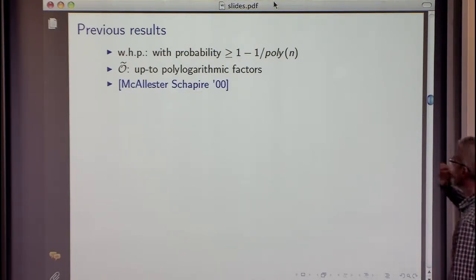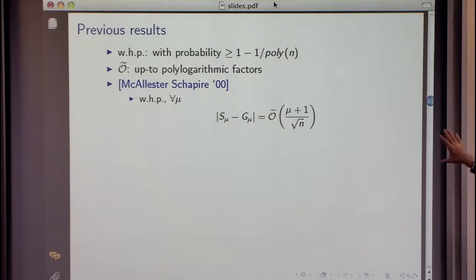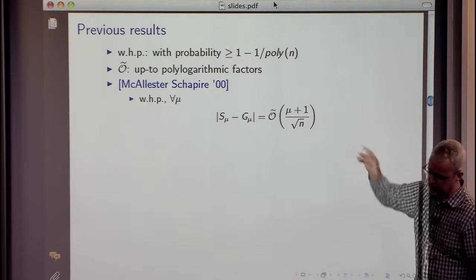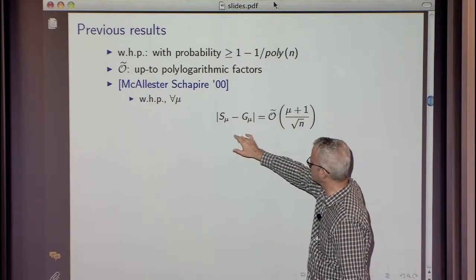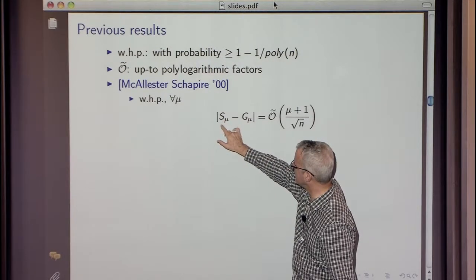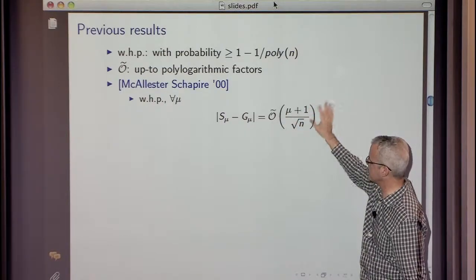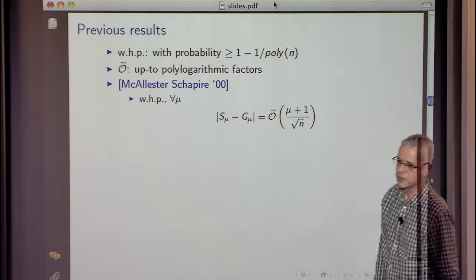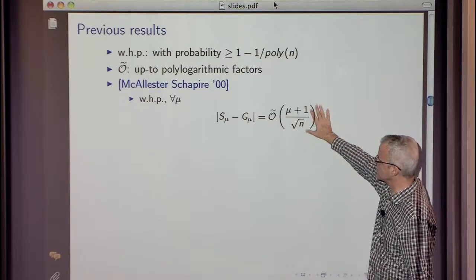So McAllester and Schapire, when they started looking at this problem, showed in 2000 actually. A lot of people have looked at Good-Turing, but until 2000 they just had some kind of hand-waving arguments why it works, but there were no proofs. So what they showed is that if you look at S mu and G mu, they're off by at most some constant times logarithmic factors of mu plus 1 over square root of n. So there may be another square root of log n. That's what they showed.